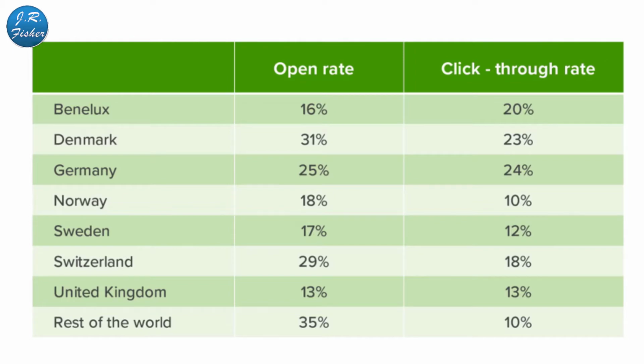Like Denmark's 31%, Germany's 25%, Norway's 18%, Sweden's only 17%. Then if you look at the click-through rates, they do kind of mirror what the open rates are. If you have a higher open rate, you're probably going to have a higher click-through rate. Okay, that's generally the case. But if you look at Norway, that's not the case. Norway is way below what their open rate is. So is Switzerland there. United Kingdom's exactly 13.